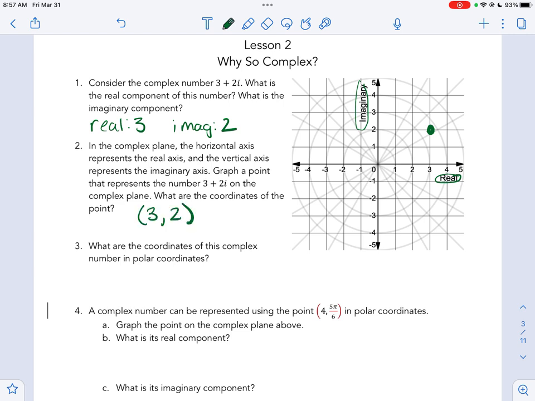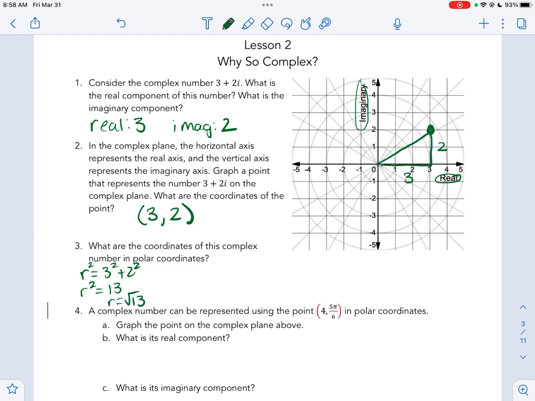So if we wanted to switch this into polar coordinates, we have to find our radius. So we know that this is over 3 and up 2. So for our r, we would say 3 squared plus 2 squared equals r squared. So r squared equals 9 plus 4, which is 13. So r is the square root of 13.